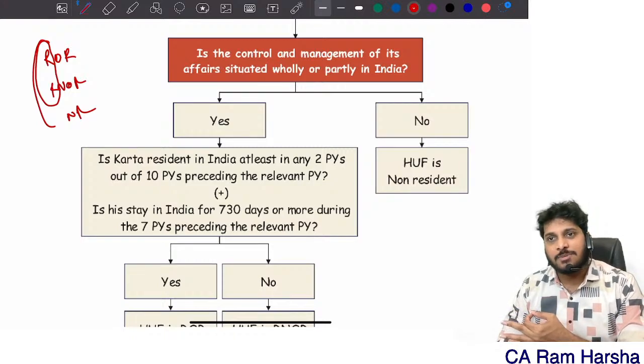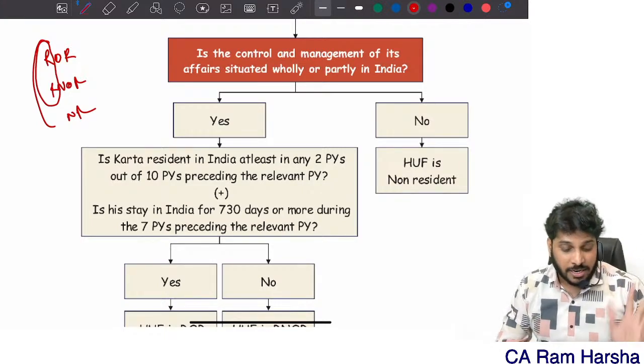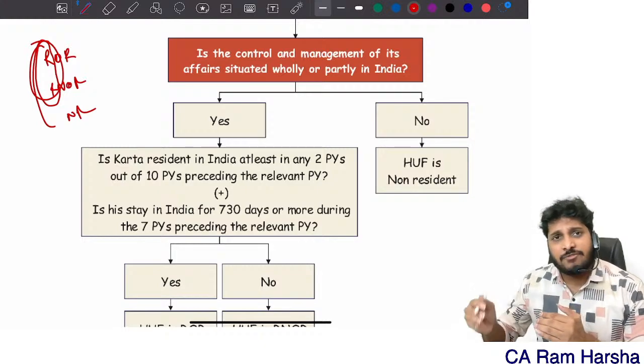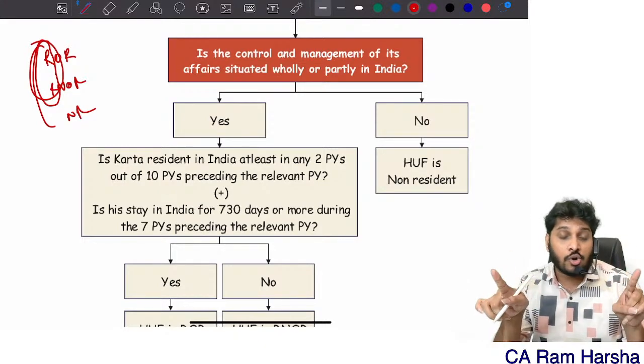Just like firms, LLPs we have seen, just like that for HUF, see control and management.